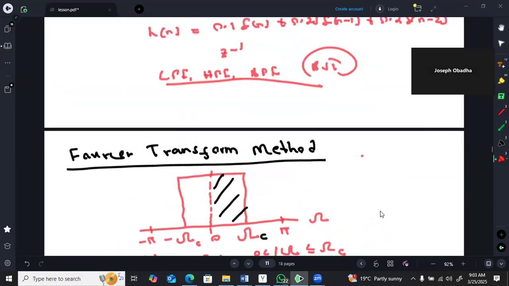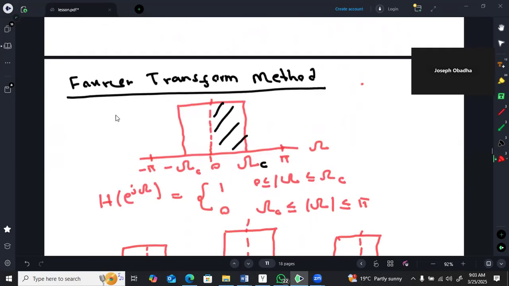The idea here is that if we know the frequency response to be this, what should be the time domain function? This would be equivalent just to getting the inverse transform of a function. If we have expressed this one in the frequency domain, what we need would be like getting the inverse Fourier transform of this, so that we get the time function and we get the associated coefficients.